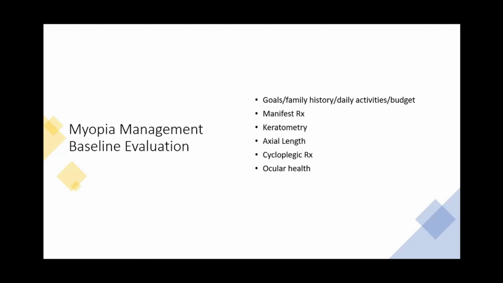Then we figure out what the patient's daily activities include and the budget that the family is working with. This will guide us in terms of selecting which option is the most suitable for them. The exam then includes a really good manifest cycloplegic refraction. Lastly, we gather some data describing the physical measurements of the eye, such as keratometry readings and axial length measurements.